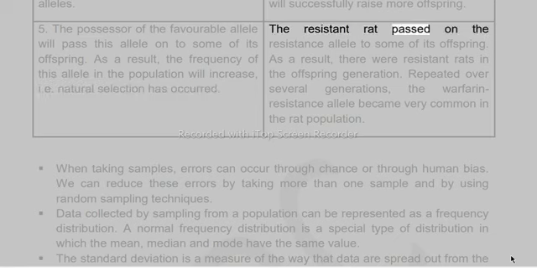The resistant rat passed on the resistance allele to some of its offspring. As a result, there were resistant rats in the offspring generation. Repeated over several generations, the warfarin resistance allele became very common in the rat population.